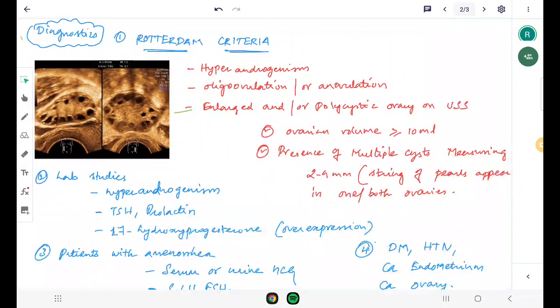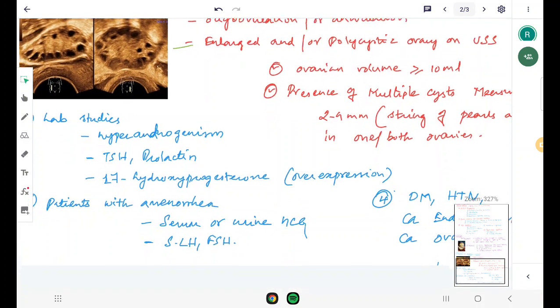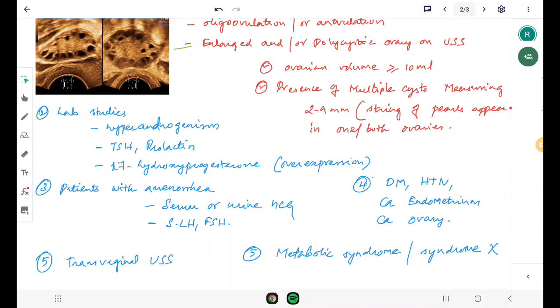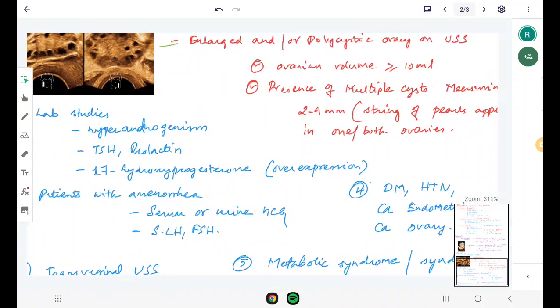So coming to the laboratory studies, we can evaluate certain values such as hyperandrogenism. You can evaluate the values of TSH and prolactin to rule out differential diagnoses such as hyperprolactinemia or hypothyroidism. And also in PCOS, you can find that there is an overexpression of 17-hydroxyprogesterone as well. And for patients with amenorrhea, you have to evaluate the serum or urine HCG in order to rule out pregnancy, and check the values of luteinizing hormone as well as follicle stimulating hormone.